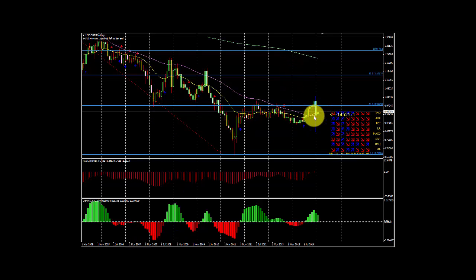US dollar Swiss franc on the monthly. Here again, you can see that January, in fact, was quite an eventful month for the US dollar Swiss franc, because of the Swiss National Bank unpegging its currency against the euro. We saw a massive movement here, roughly about 1900 pips.